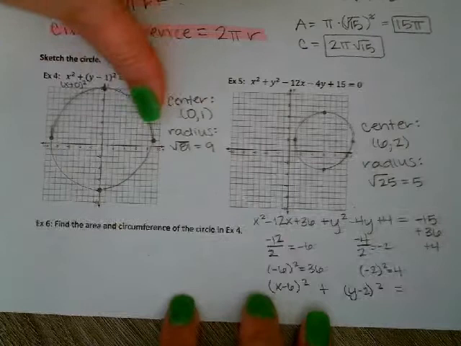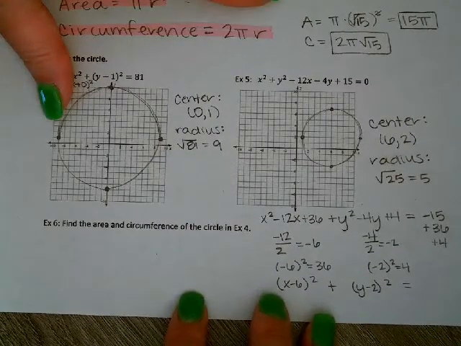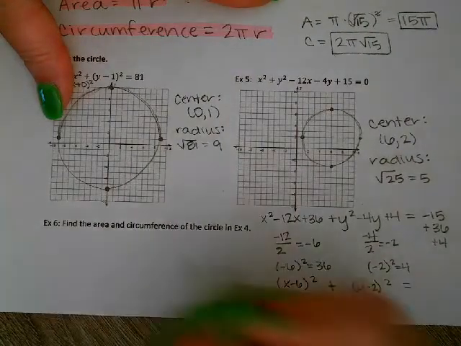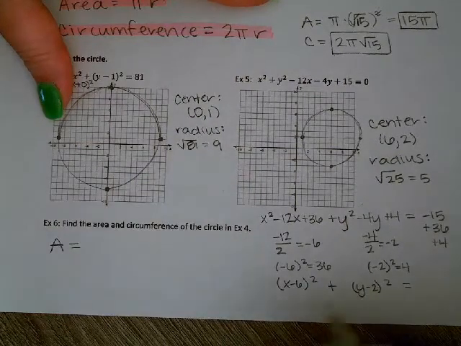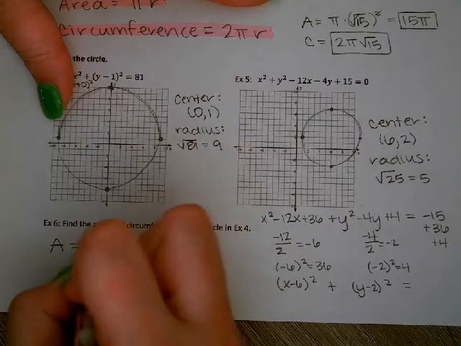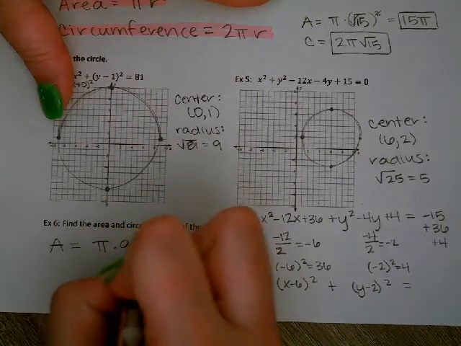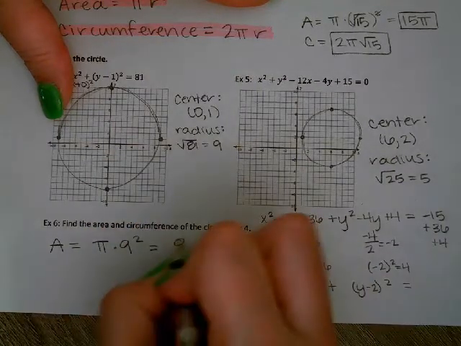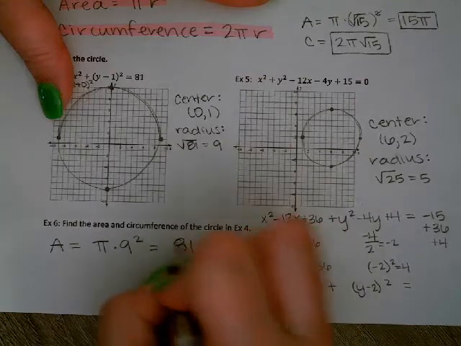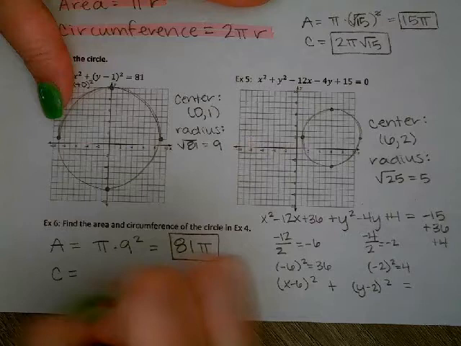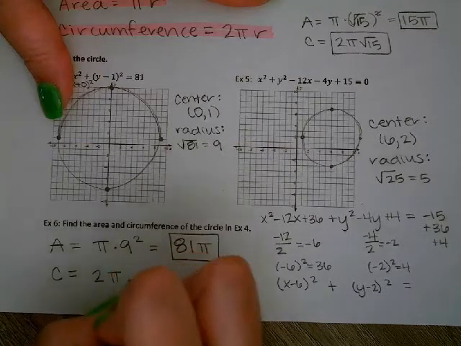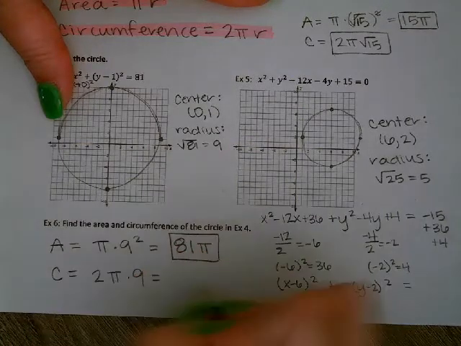And then example 6, find the area and circumference of the circle in example 4. So area we know is pi r squared. So pi times 9 squared is 81 pi. Circumference is 2 times pi times r. So that's 18 pi.